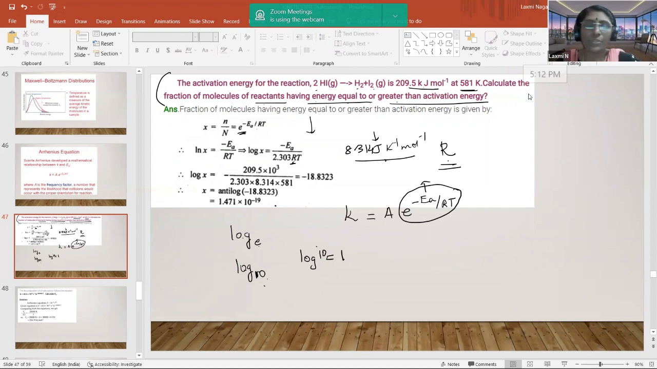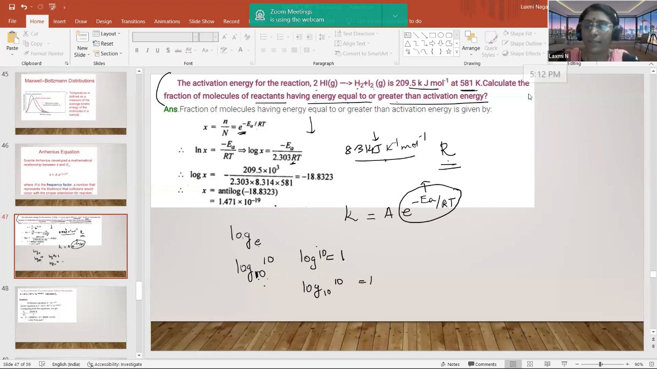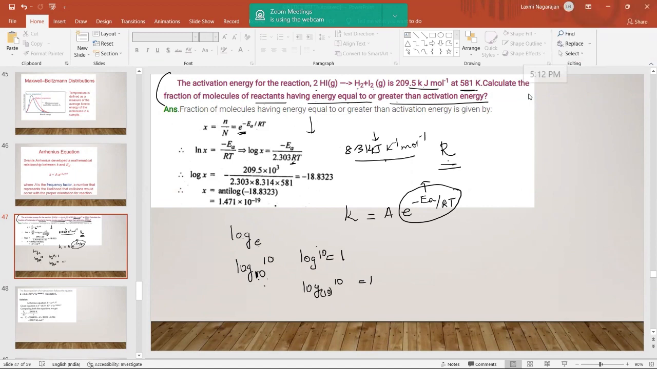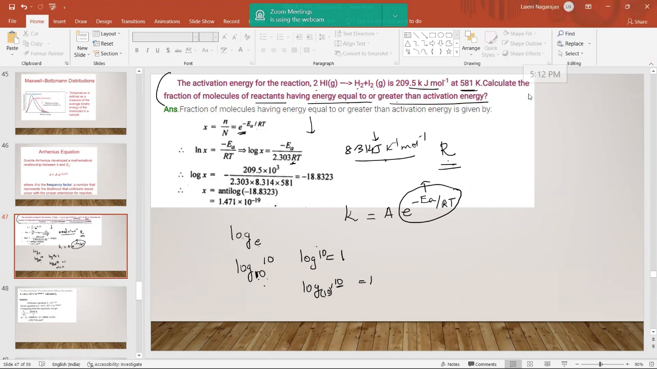Log of 10 to the base 10 is 1. In other words, what power of 10 will give me this answer? 10 to the power 1 is 10. That's how the maths goes. But anyway, we need not worry about that.